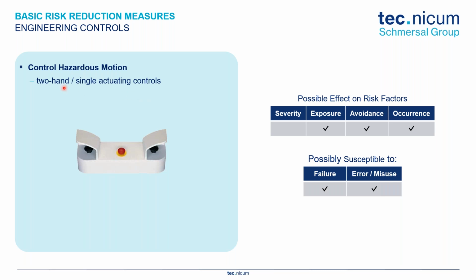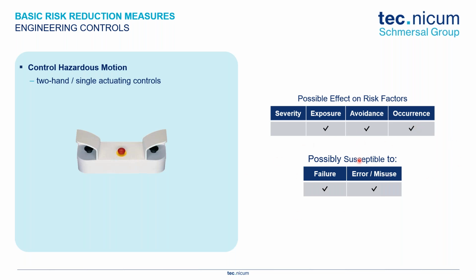Okay, using two-hand controls to control the hazardous motion, right? So now we are relying on this safety function for, in this case, maybe an operator to trigger a machine start. Okay, so with that, again, that hazard is still there. We're not designing it out, so it's still there. But with two-hand controls, we're able to say, you know what, we are minimizing exposure, avoidance, and occurrence with this hazard and the personnel.